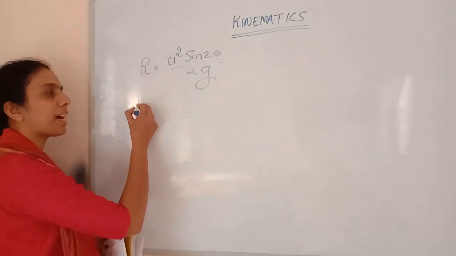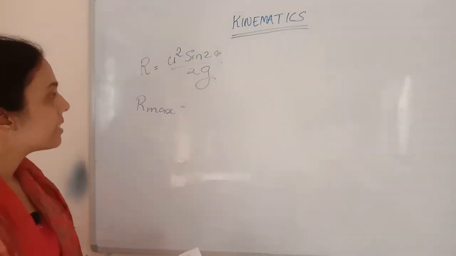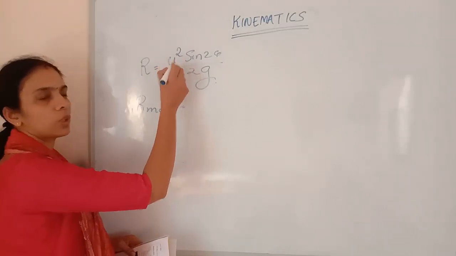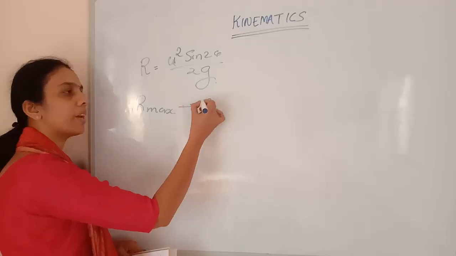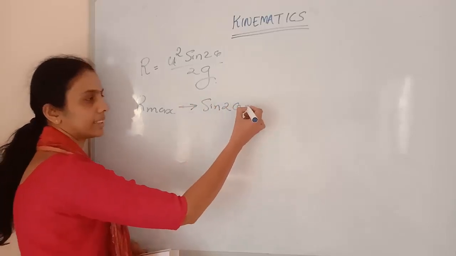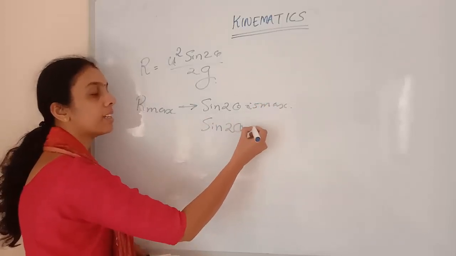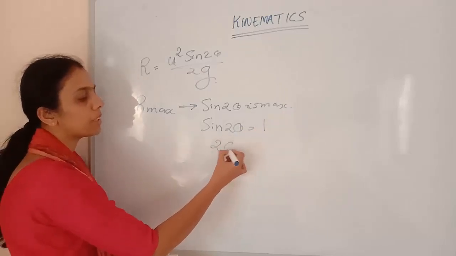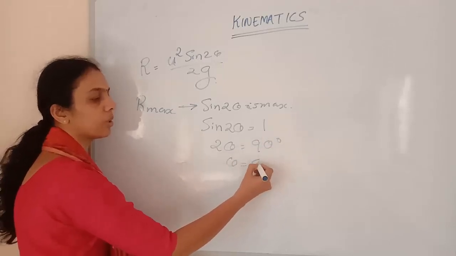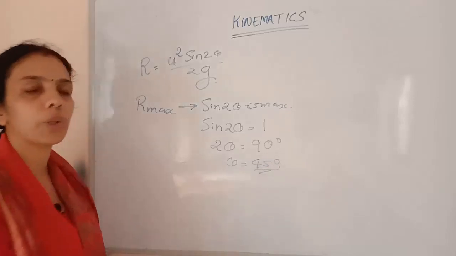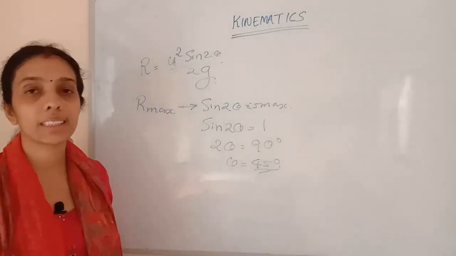So when will we get R maximum? Here u, the initial velocity, will be constant, and g also will be constant. So we get R maximum when sine 2 theta is maximum. What is the maximum value of sine? It is 1. Then 2 theta will be 90 degrees. Then theta is 90 divided by 2, that is 45 degrees. So at an angle of 45 degrees, we get the maximum range.